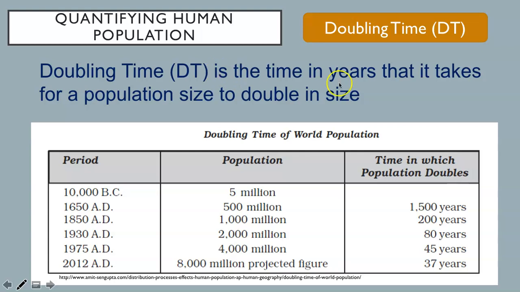Doubling time is the time in years that it takes for a population size to double in size. From this table, you can see that doubling time is decreasing over years. So it takes fewer and fewer years for a population to double in size.